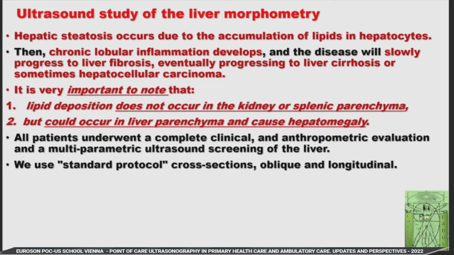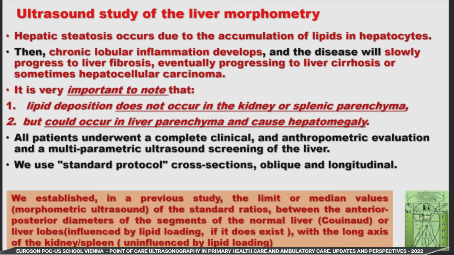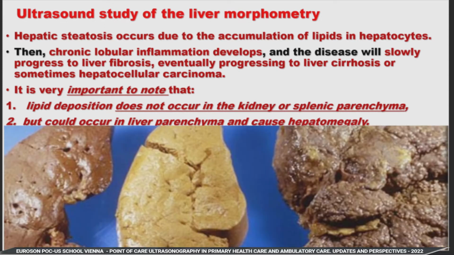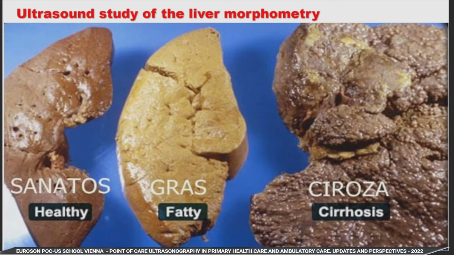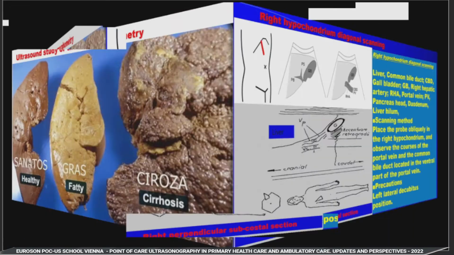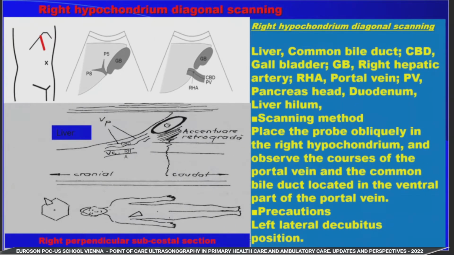Hepatic steatosis occurs due to accumulation of lipids in the hepatocytes. And the lipid deposition does not occur in the kidney or in the splenic parenchyma. It's very important to know this, and you can make the differentiation, the ratio between the liver and the kidney, to find if your liver is, like in this image, NASH or non-alcoholic fatty liver disease, because there are a lot of patients with steatosis.